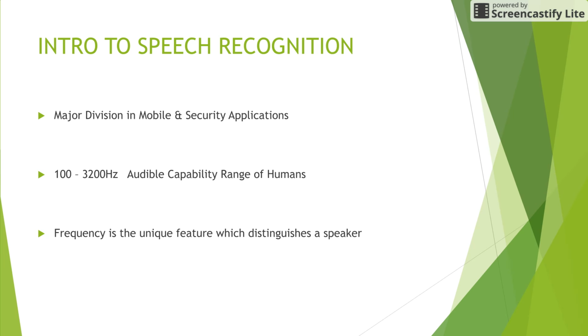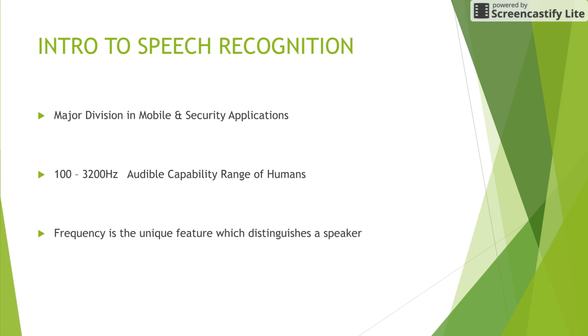Firstly, we will know what speech recognition is mainly about. As you can see, the major division it comes in is mobile and security applications, because speech recognition today is very useful to differentiate the owner from an intruder, or the person who has your phone or a mobile. So speech recognition has many applications in that part of research. And the main difference is that a person has a different frequency when compared to another person, especially when he speaks out a word or a dialogue.